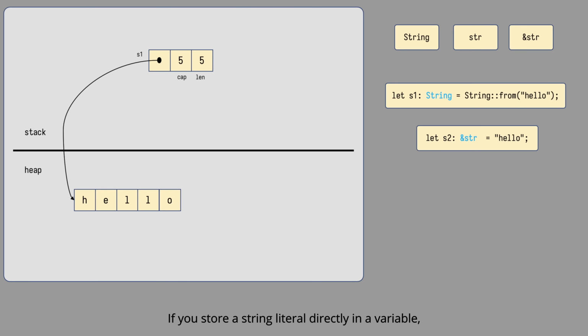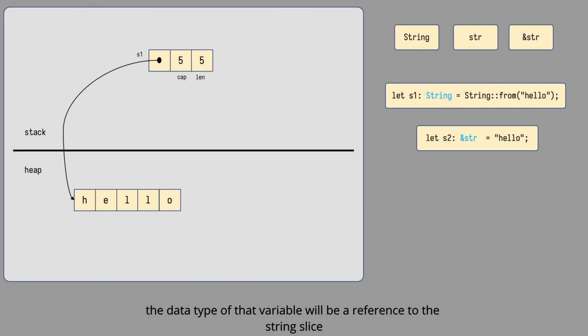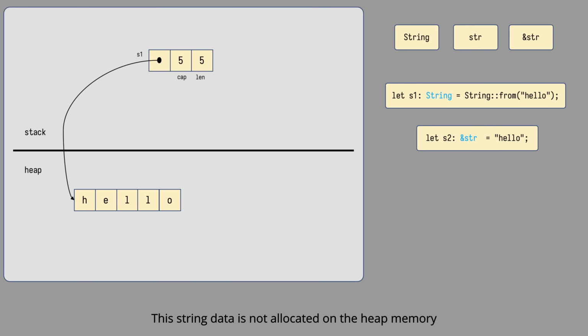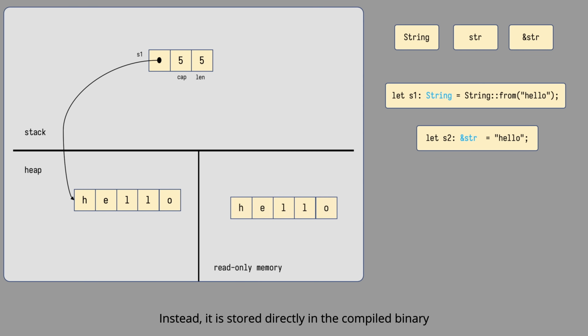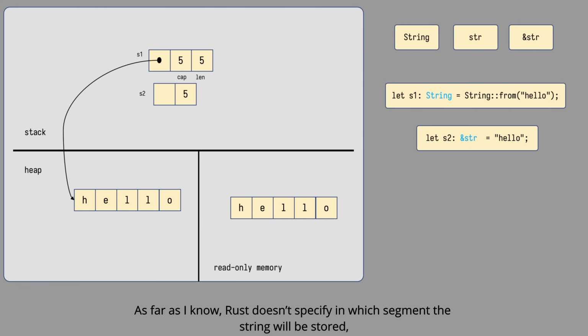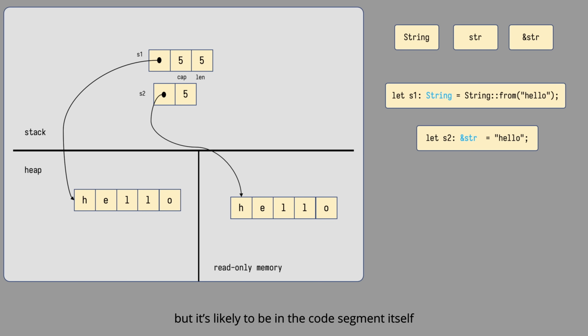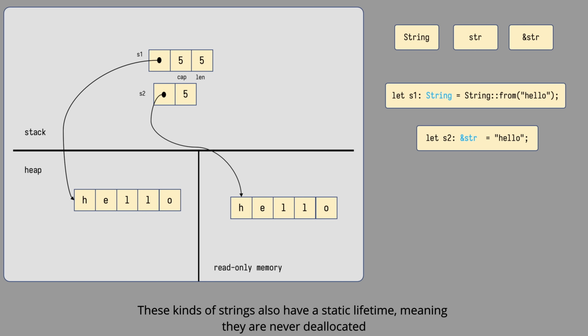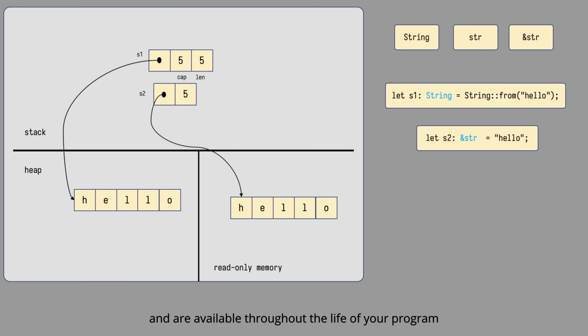If you store a string literal directly in a variable, the data type of that variable will be a reference to the string slice. This string data is not allocated on the heap memory. Instead, it is stored directly in the compiled binary. As far as I know, Rust doesn't specify in which segment the string will be stored, but it's likely to be in the code segment itself. These kinds of strings also have a static lifetime, meaning they are never deallocated and are available throughout the life of your program.